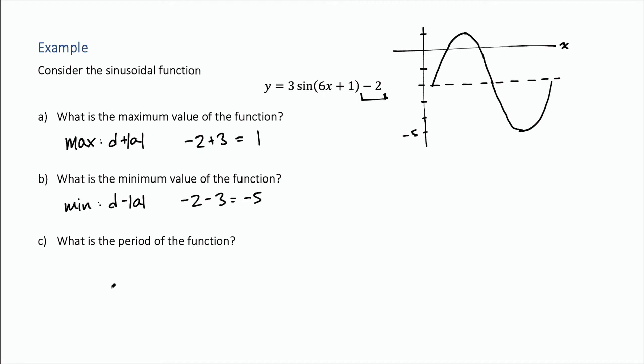And finally, the period of the function. The period is 2 pi over b, and b is the number right in front of the x. So that's 2 pi over 6. If we simplify that, 2 over 6 is 1/3, so this is pi over 3, which is a little bit more than 1. That means the distance from peak to peak, this distance right here, is a little bit more than 1. That's a distance of pi over 3.